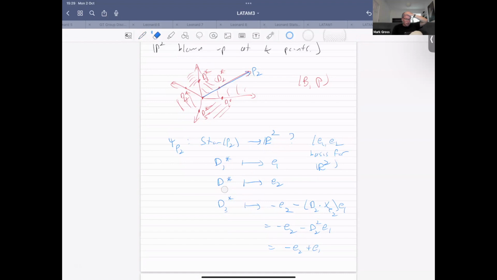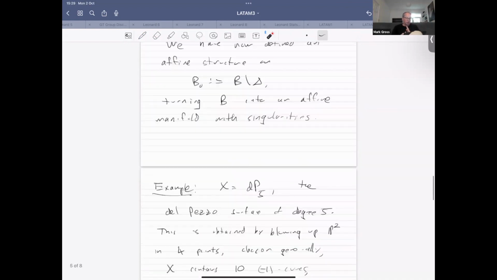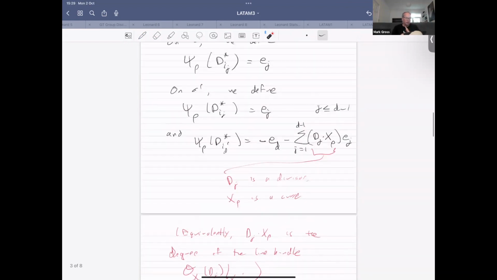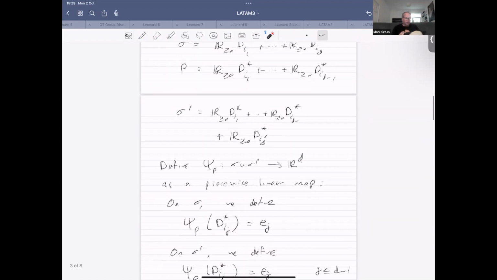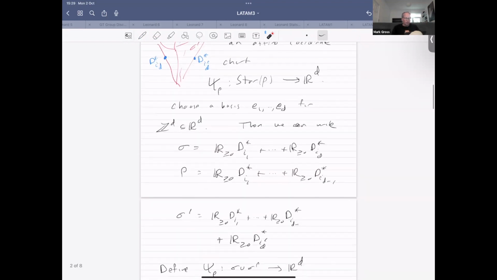So I think I interchanged these two things because I was using this ray. So the first generator, if you recall, I took, sorry, let me go back here. This is the disadvantage of not having a blackboard. I took rho to be generated by D_I1 star. So D_I1 would be D2 star. D_I2 star would be D3.